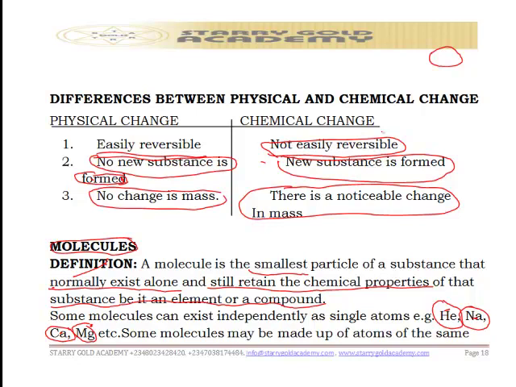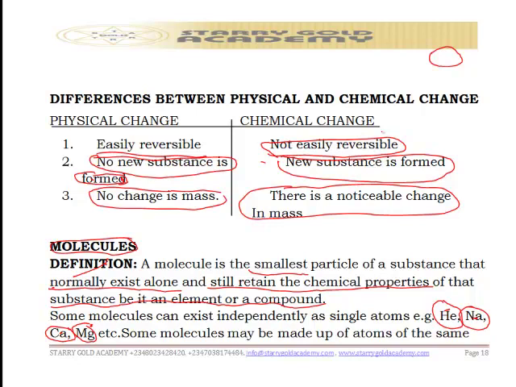We also talked lastly about molecules. We said a molecule is the smallest particle of a substance that normally exists alone and still retains the chemical properties of that substance, be it an element or a compound. I further explained that there are some elements that exist independently, singly as an atom, that behave as molecules. We have helium, sodium, calcium, magnesium, and so on.